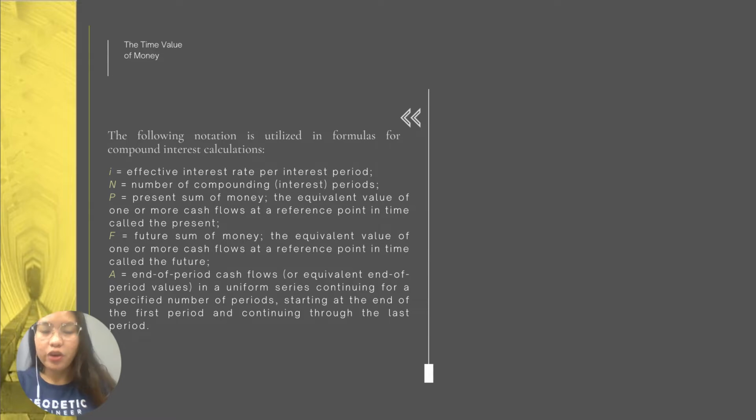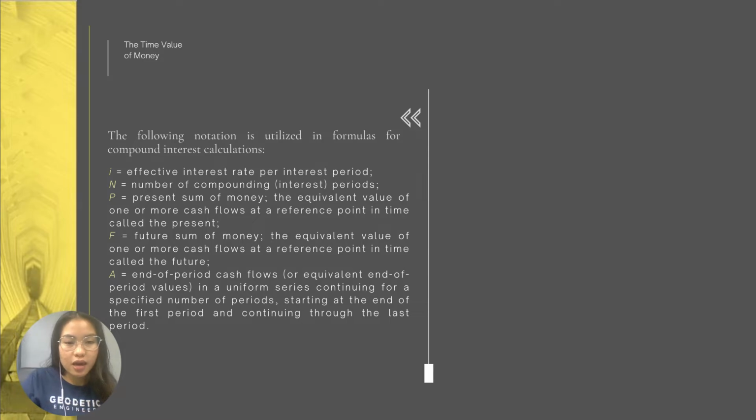Now, we are on our second topic for this discussion. We have the notation and cash flow diagrams and tables. Here is the notation that is utilized in our formulas for compound interest calculations. Familiarize yourself with this notation. I is for the effective interest rate. For the interest period, we have N, the number of periods. P is the present sum of money. F is the future sum.